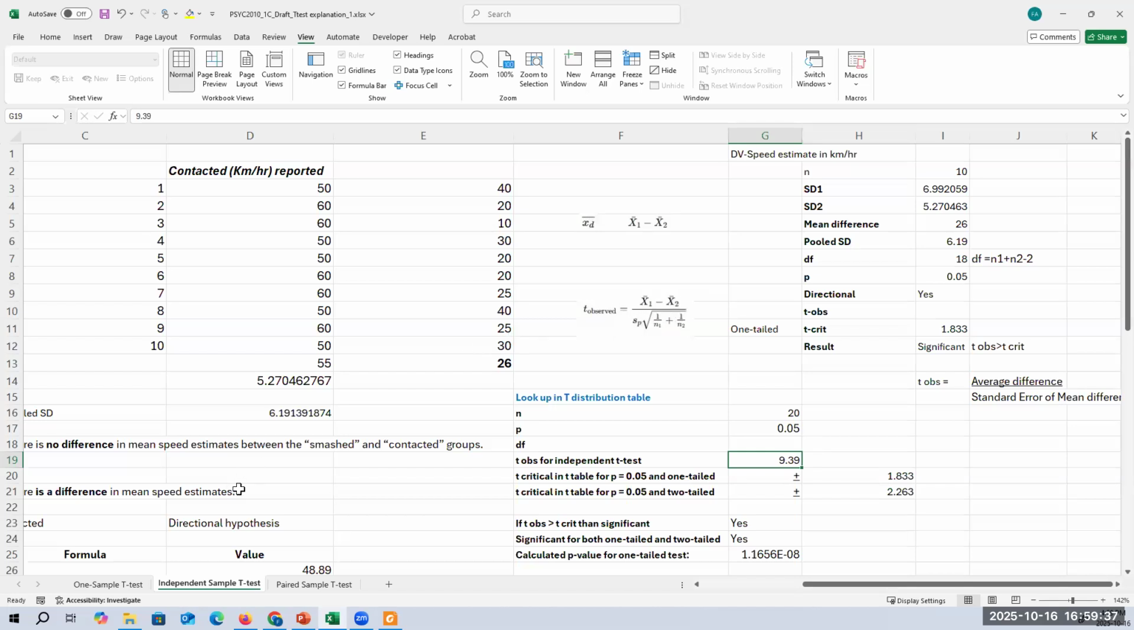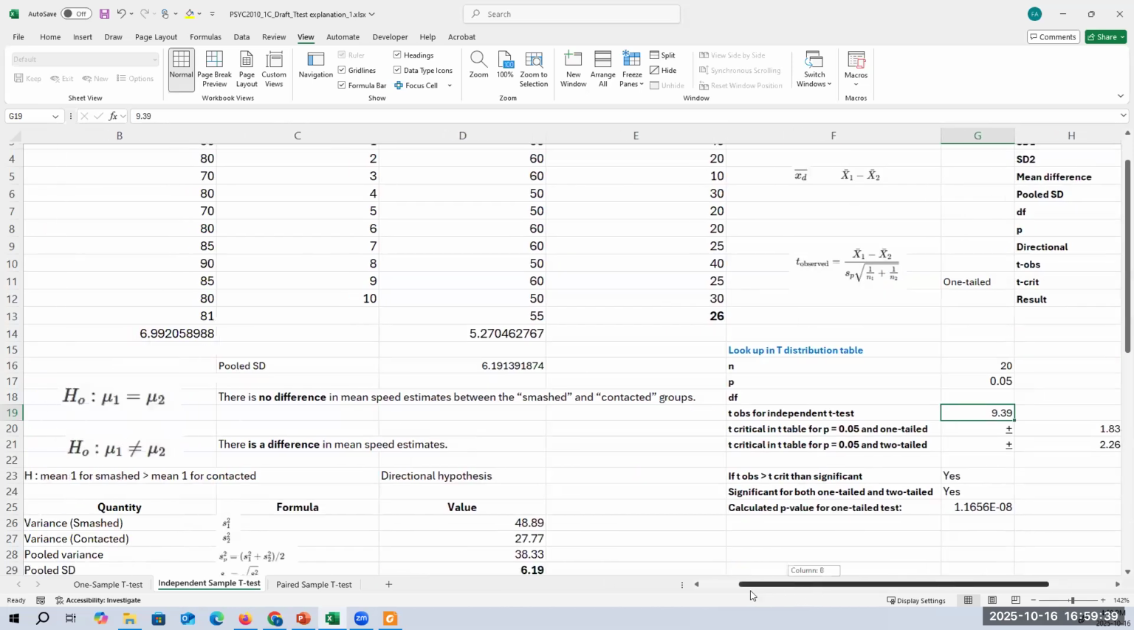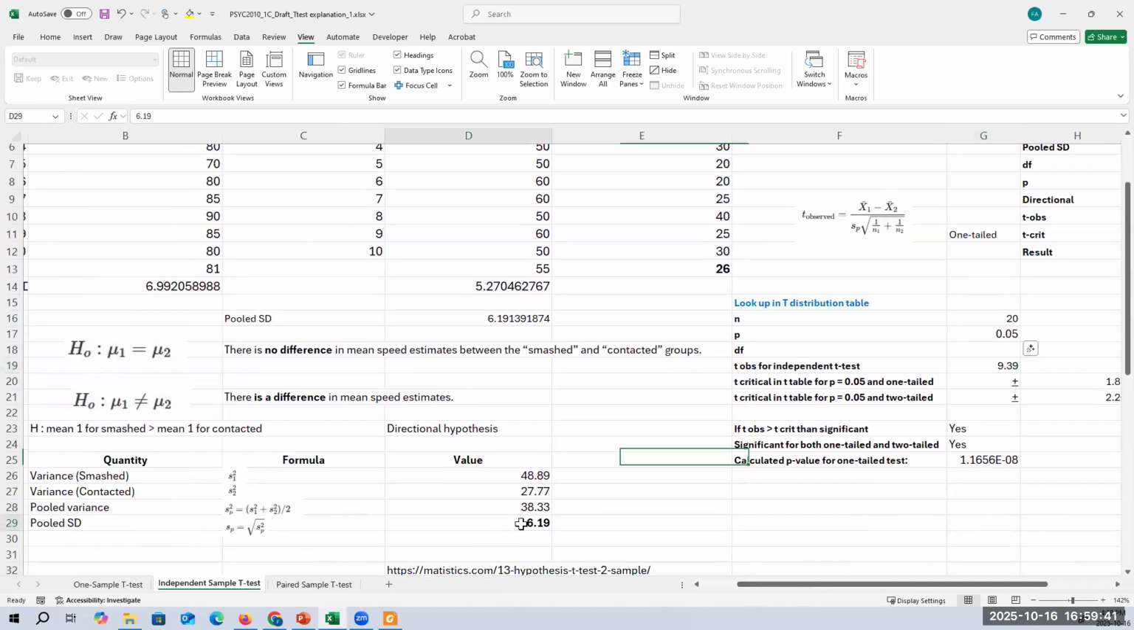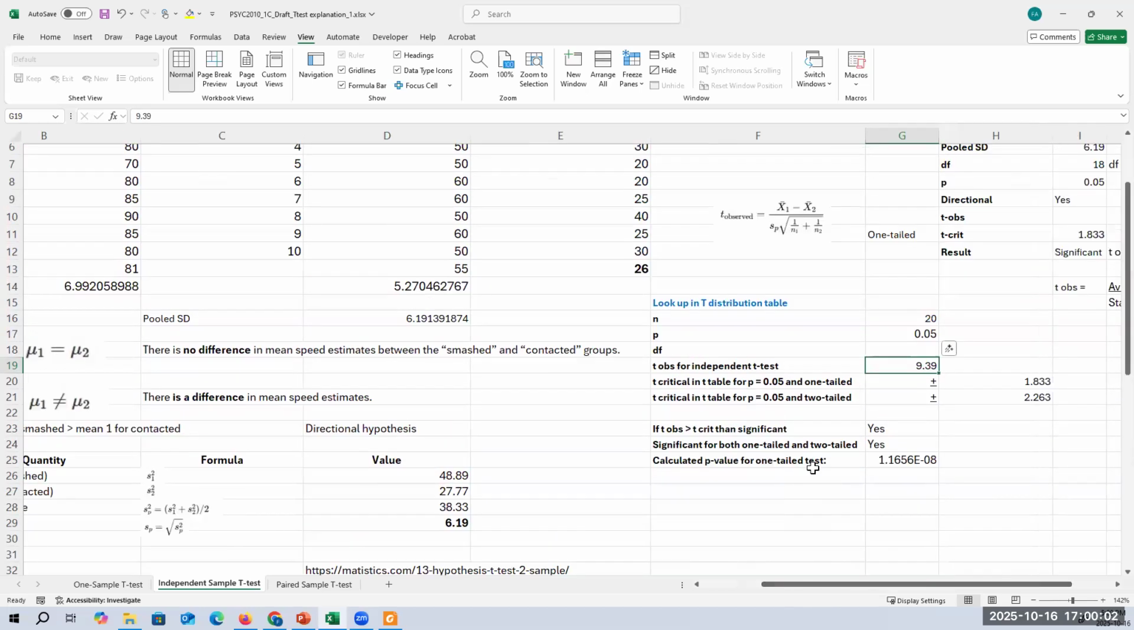And then our pooled calculation here, which we did calculate over here, which was 6.19. Then you would multiply it by the square root of 1 over 10 plus 1 over 10, right? And that will give you your T observed. And our T observed for the independent sample t-test is 9.39. Now, in order to look this up in the T distribution table, let's go ahead and look at it in terms of the one-tailed and the two-tailed test.